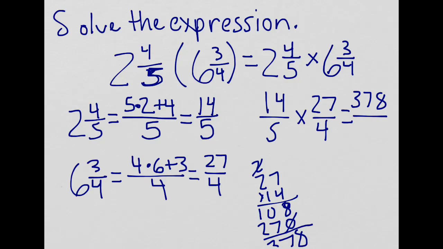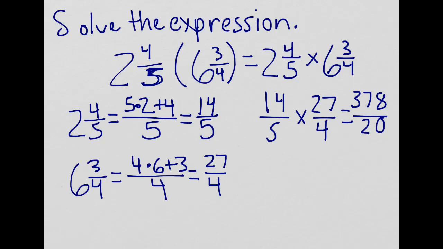378 over, and then the denominator is 5 times 4 is 20. Now, I've got 378 over 20. I need to change that, and I call it simplifying, but I'm going to need to change it from an improper fraction to a mixed number. So, there's a couple things I can do. I'm going to erase this multiplication I did so I have more room. Okay. So I'm going to take 378 over 20.